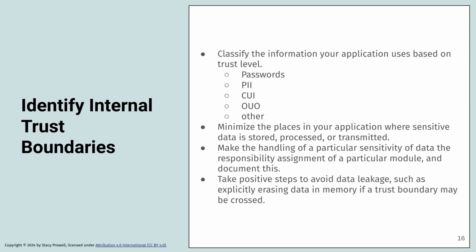Maybe restrict where that is, and then make sure that when you're dealing with that, you take positive steps to avoid leaking the data, like erasing the data. So, explicitly overriding it. And then be sure that you've made doubly sure the compiler didn't erase your attempt to erase the data. Okay? Lots of things to think about here.